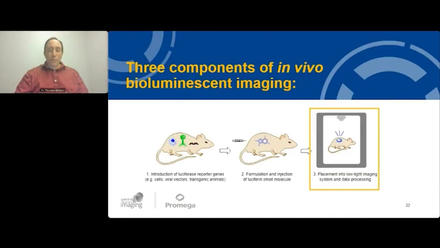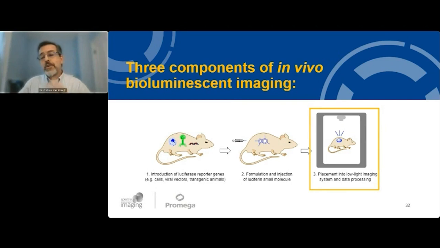Having run through the new players in the field of the luciferase and the luciferin, I'm now going to turn it back over to Andrew to talk about the third component of any BLI experiment, which is the instrument you use to detect the light. Thank you, Tom, and very interesting. To wrap things up, once you have a luciferase reporter substrate construct set up, you need to be able to effectively, sensitively, and consistently detect the light and analyze it. This is the role of the in vivo optical imager.